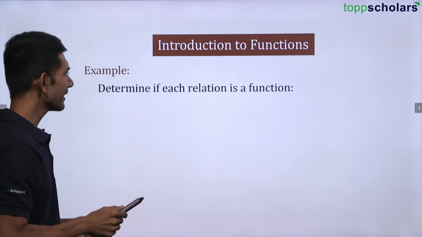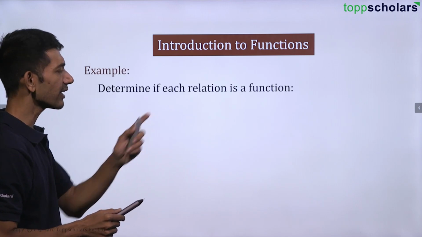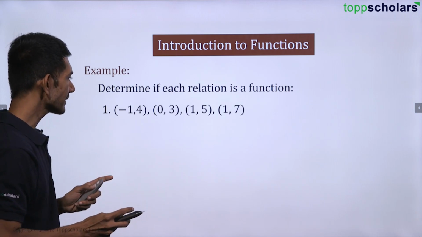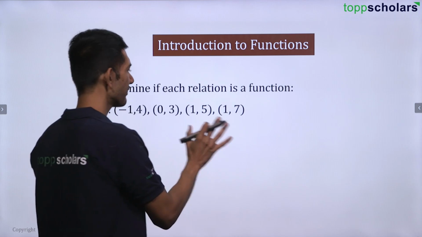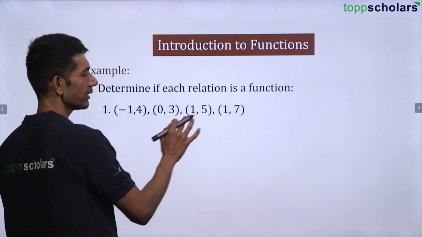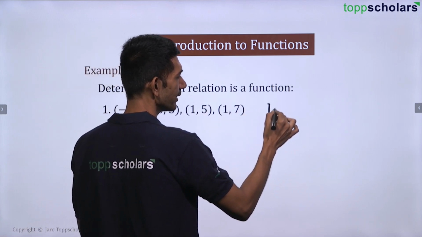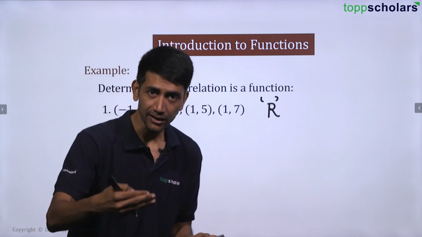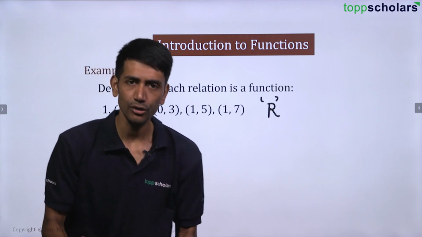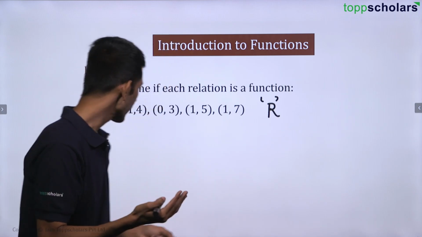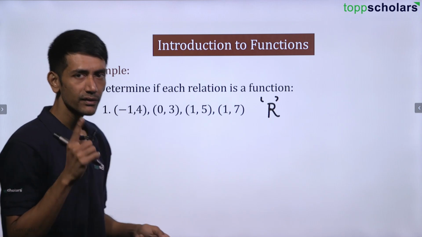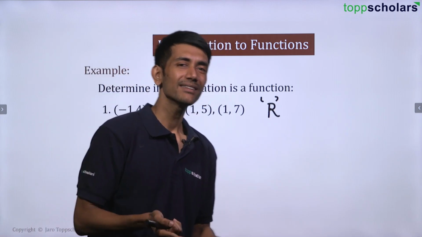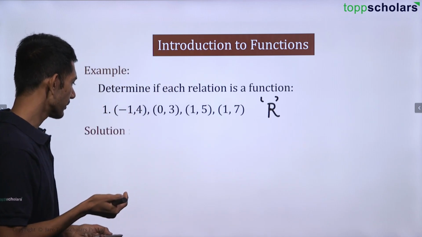Now let us have a look at an example. Determine if each relation is a function. Now understand, we have the first example and this is a relation defined, that is {(-1, 4), (0, 3), (1, 5), (1, 7)}. So this is your set R actually. And we are supposed to check whether this relation R is actually a function or not. It is a function when every element of the first set is mapped to exactly one element in the second set. So observe here.